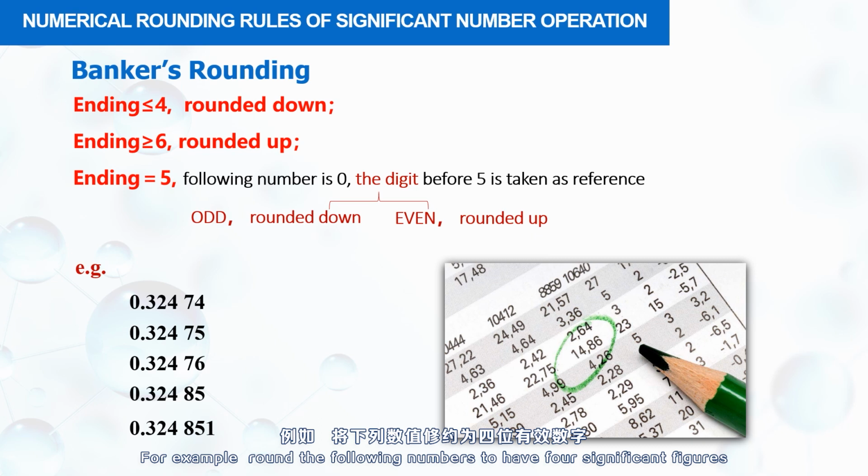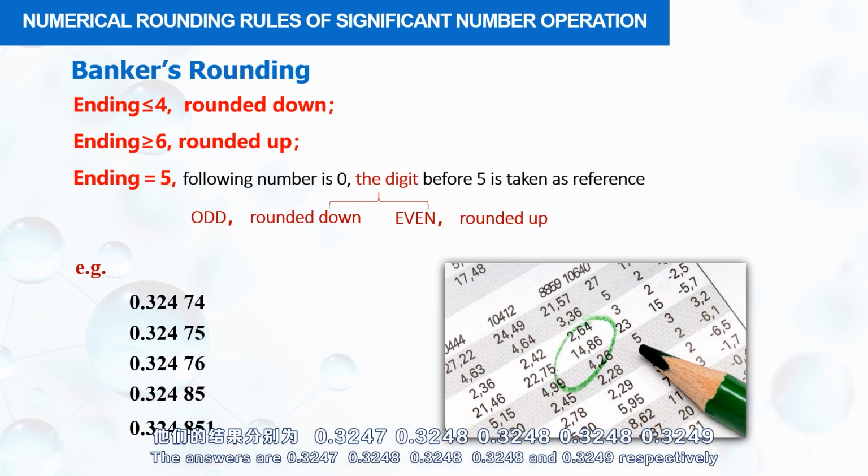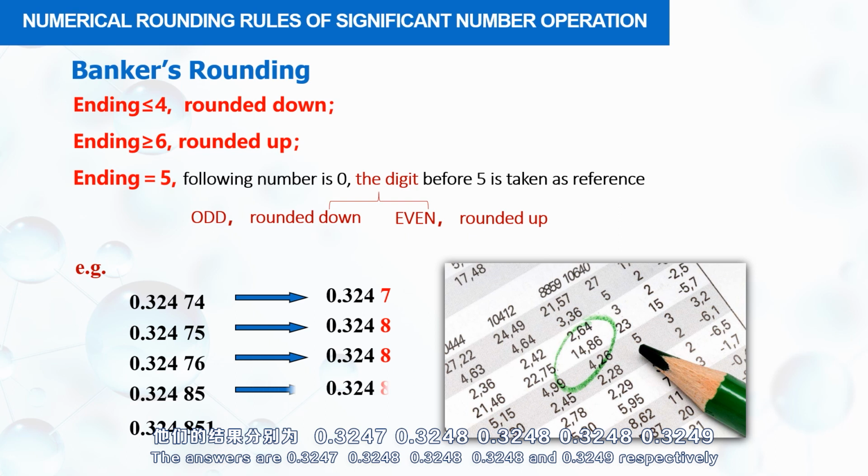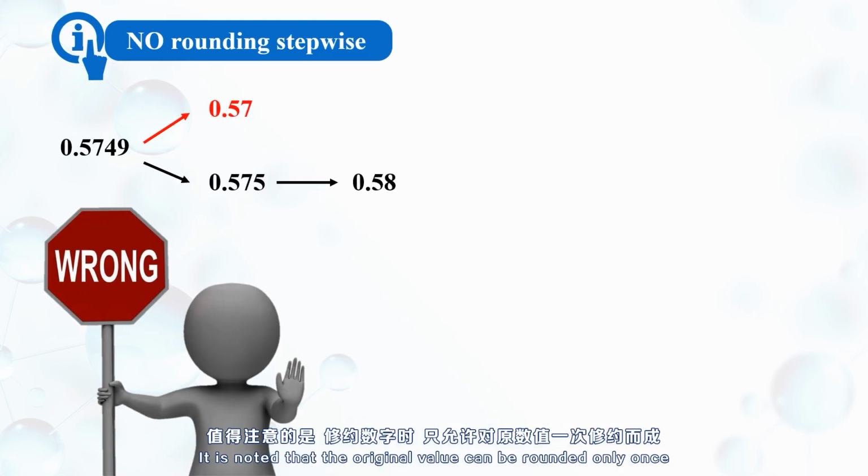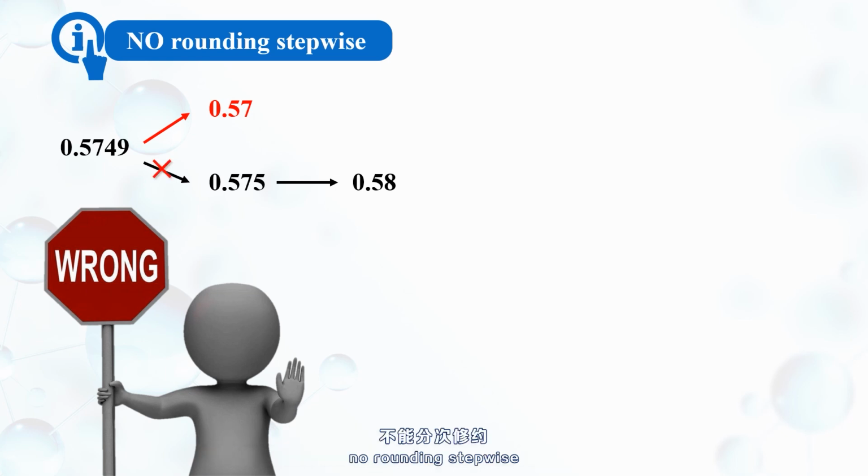For example, round the following numbers to have 4 significant figures. The answers are 0.3247, 0.3248, 0.3248, 0.3248, and 0.3249, respectively. It is noted that the original value can be rounded only once. No rounding stepwise, or there will be a rounding error.